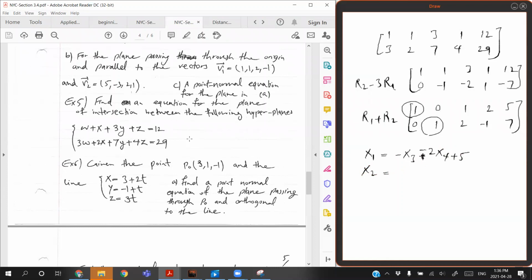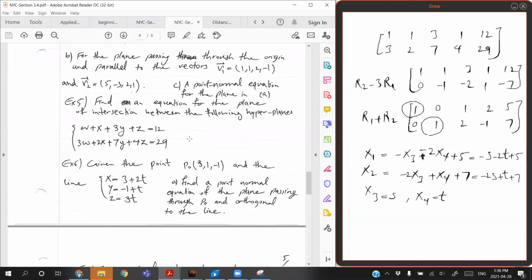x2 is going to be minus 2x3 plus x4 plus 7. And then I can assign s to x3 and t to x4. Then this would make x1 to be minus s minus 2t plus 5. And it will make x2 to be minus 2s plus t plus 7.